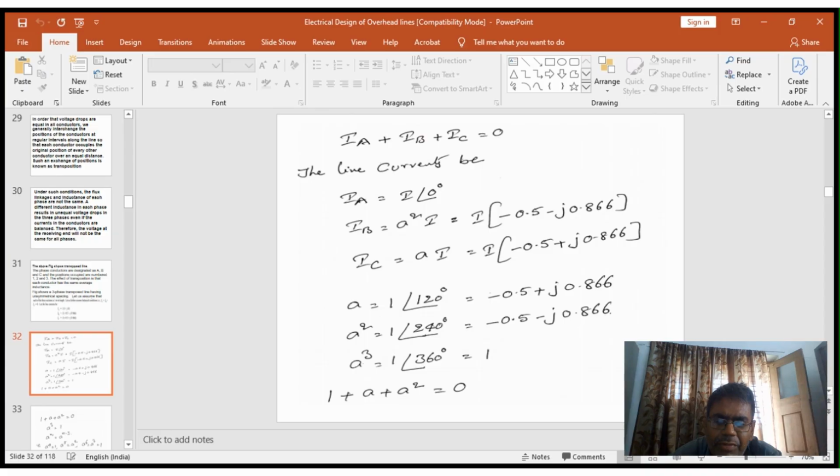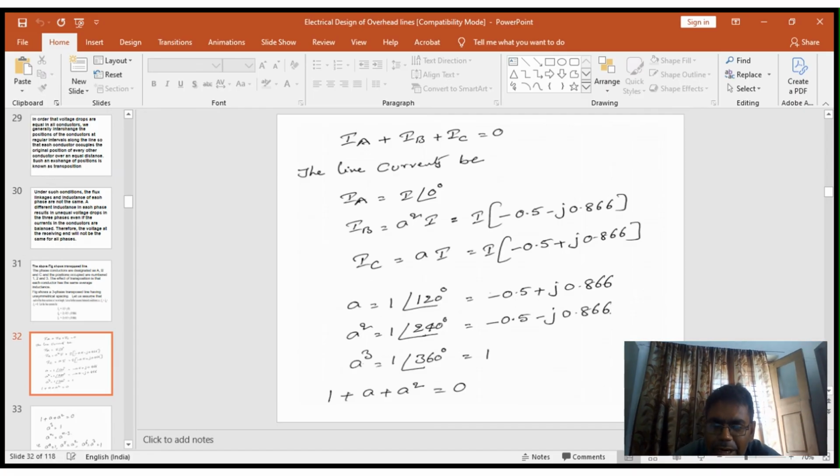These are the properties of A. Ia is equal to I at an angle of 0, Ib is equal to A square into I, Ic is equal to A into I. Then A square is equal to, in rectangular form, minus 0.5 minus j 0.866, and A is equal to minus 0.5 plus j 0.866. A is equal to 1 at an angle of 120 degrees, A square is equal to 1 at an angle of 240 degrees, A cube is equal to 1 at an angle of 360 degrees.